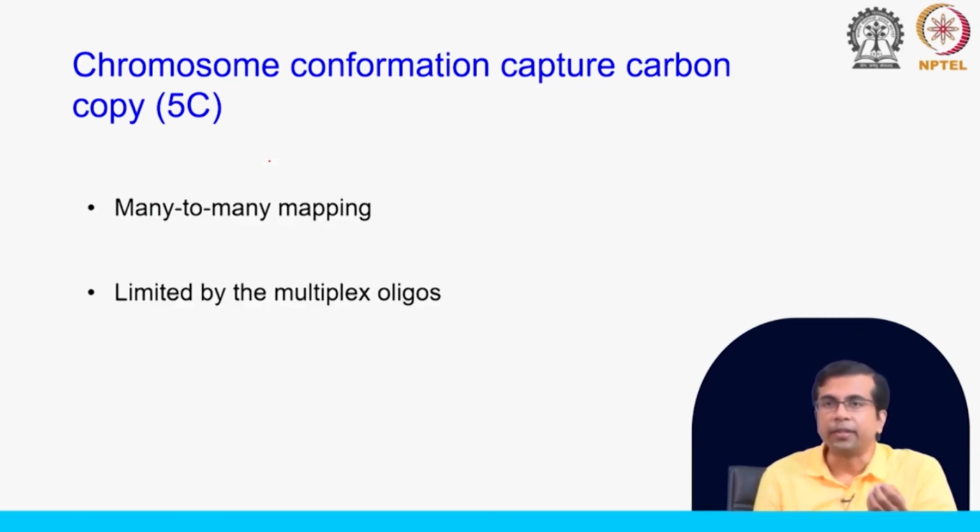So, what you have seen is many to many mapping, right. Why aren't we saying this is all to all? Because we are limited by the multiplex oligos. We can contain only a certain number of combinations in the oligo library.